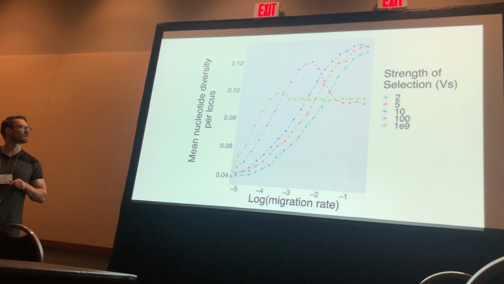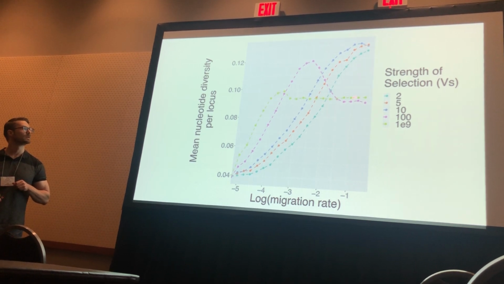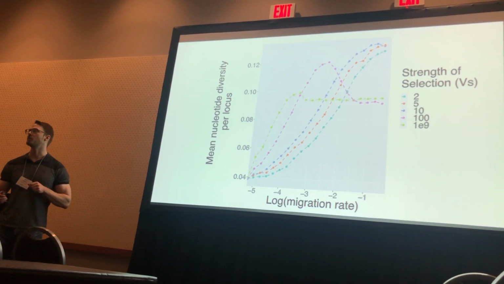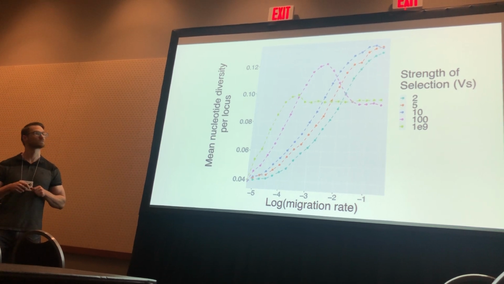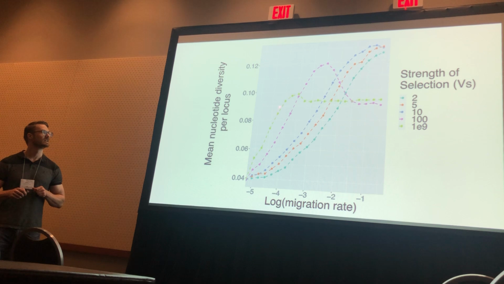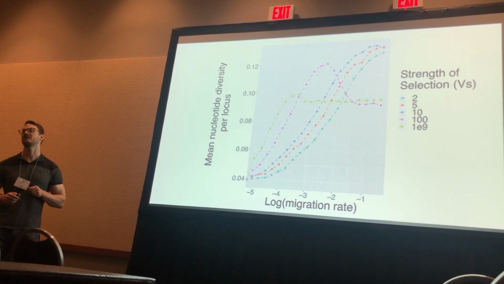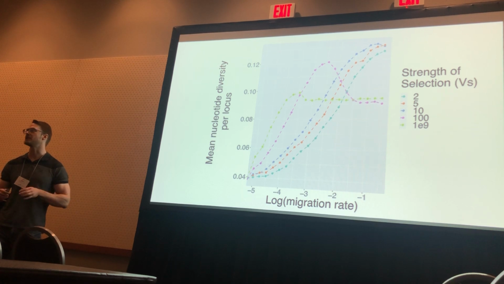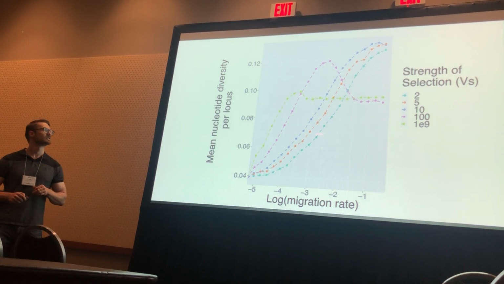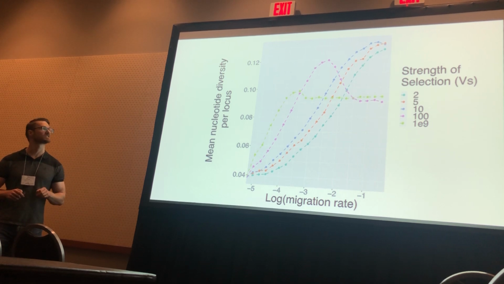So the first thing I want us to note here is this green line. This is from a VS of 1 billion. So this is where selection is so weak that it's effectively neutral. So this green line gives us the drift expectation for the per locus nucleotide diversity. Selection is so weak that we can basically ignore it. So that gives us two regions of parameter space, or two different patterns to explore.